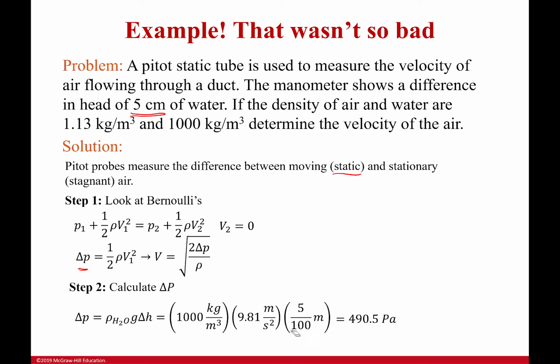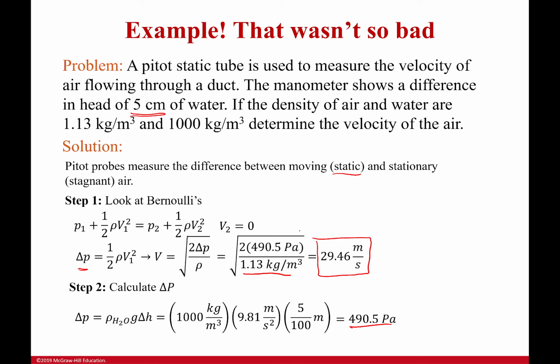So if I have my pressure in pascals, then I can plug that into my equation and get a velocity. And so I do. And note here that I'm using the density for air because I'm finding the velocity of the air here. And it comes out to be 29.46 meters per second.